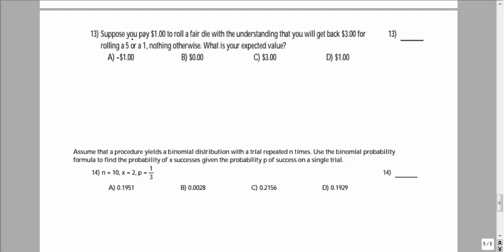Number 13 is kind of like the insurance problem that we did in class. It says, suppose you pay $1 to roll a fair die with the understanding that you will get $3 back for rolling a 5 or a 1 and nothing otherwise. What is your expected value? Okay, so here I think it'd be a good idea to make a table. So in our table, we have x, and then we have the probability of that event happening, which would be p of x.